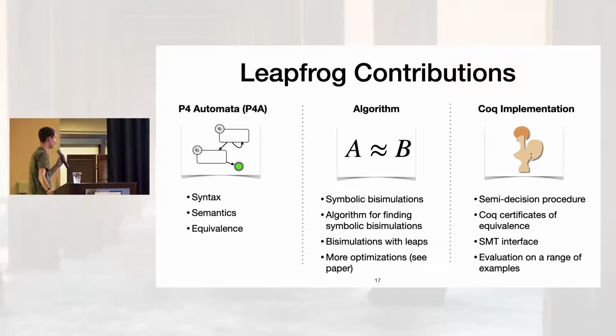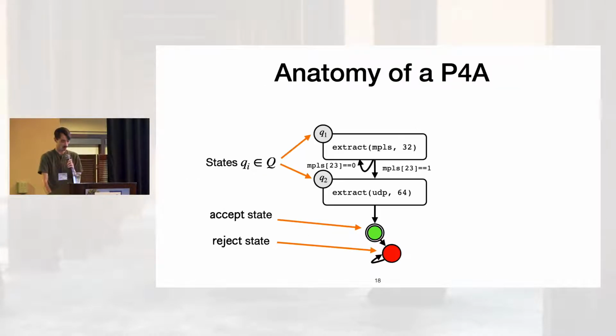What Leapfrog consists of is a model of these P4 automata, which is a simplified model of P4 parsers, an algorithm for checking their equivalence based on classical ideas from automata theory, and an implementation in Coq. Today I'm going to talk mostly about the automata and algorithm, and I'm going to avoid throwing too much Greek at you, but I just want to give you a sense of where the problems were and where we had to make choices about optimizations to make this more efficient. And I'm happy to talk offline more about the Coq stuff. There's a bit at the end, but okay.